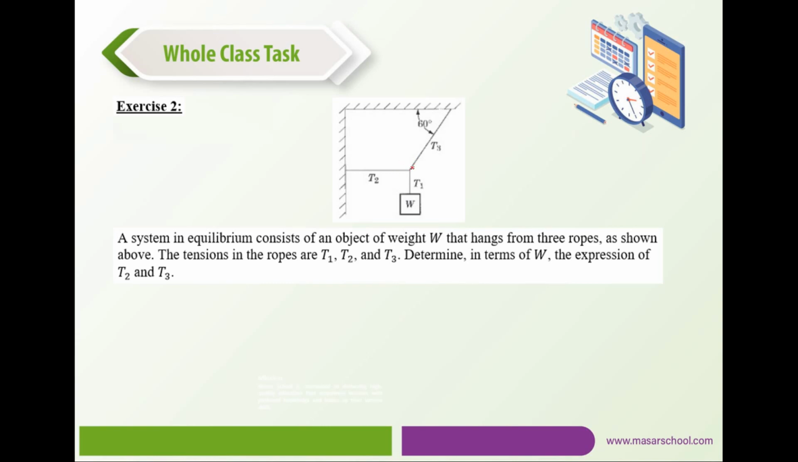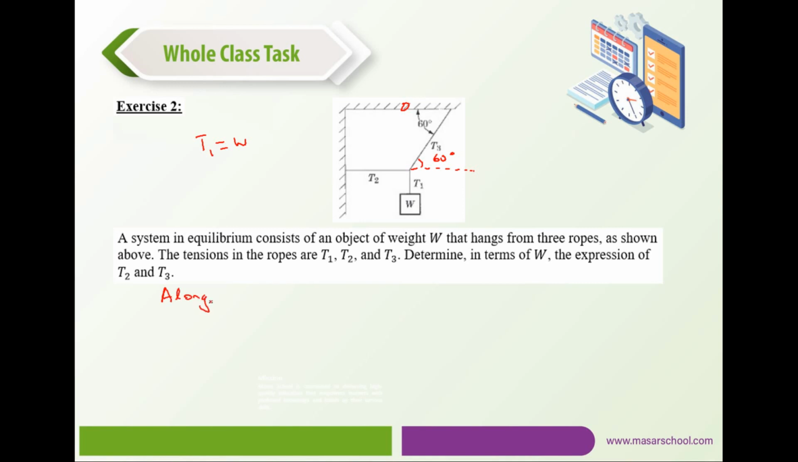Let me consider this is the horizontal. If this is also the horizontal, then that would be parallel to this, and this is given by 60 degrees. Now T1 would be equal to W because the tension along the same cord or rope is always equal. Now we need to determine T2 and T3 in terms of W. So we need to apply it solely along the horizontal and along the vertical. Let me start by the vertical.